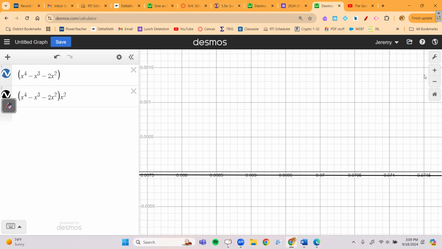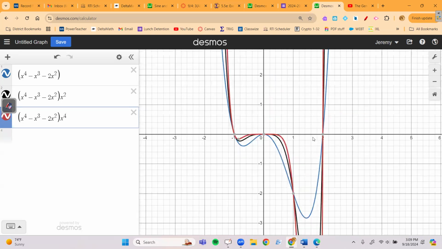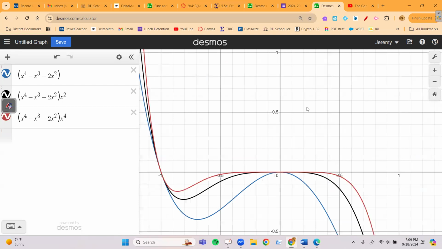What do you think is going to happen if I were to take this and paste it again, but I add 2 more factors of x? If I change this to x to the 4th, what's going to happen? It's going to be longer. It's going to be even more pronounced. And now look at how pronounced that coming in for a landing is.